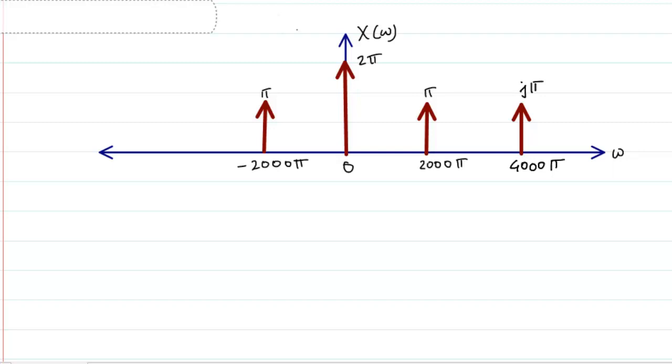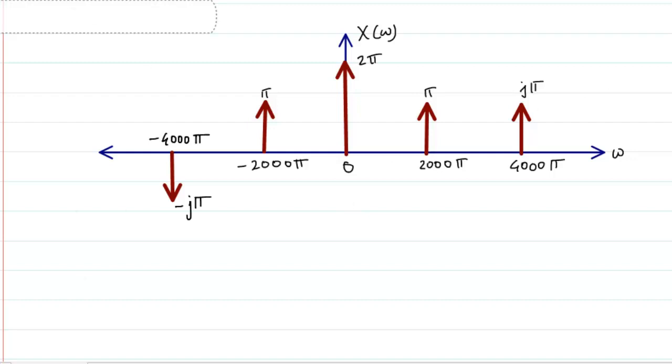Okay, now if I would have written the magnitude of X of omega, I could have drawn above, but since I am drawing X of omega directly, I will draw this in the bottom direction, and this is going to be minus j pi at minus 4000 pi. Okay, so this is how the spectrum looks like.